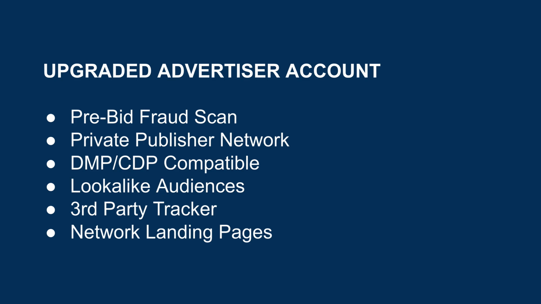The upgraded account is DMP and CDP compatible, so this allows you to create more types of audiences. So for instance, you can create custom audiences with first-party data. And you don't need to risk your email list getting into someone else's hands or anything like that. You can actually just use the hashed email list. So that's basically an anonymous email list that you can't email, but it's tied to your email list.